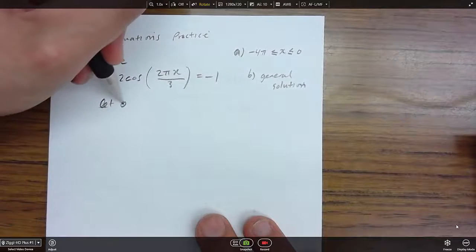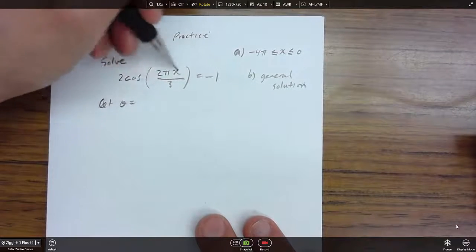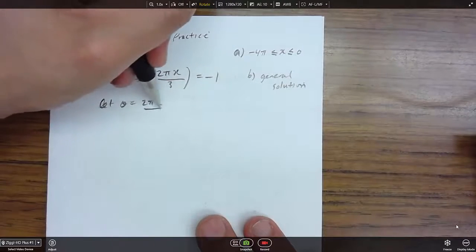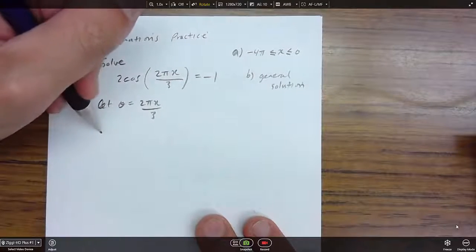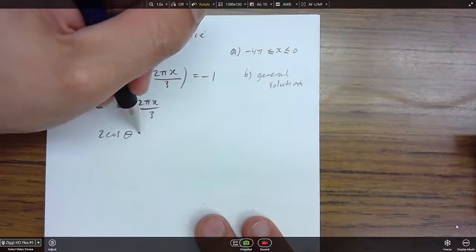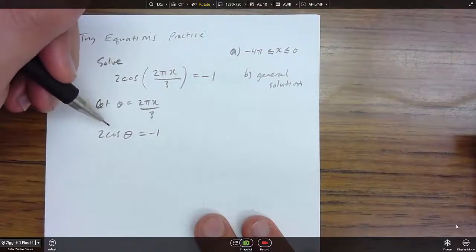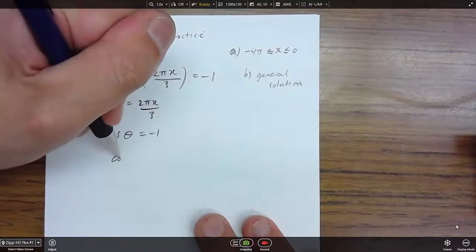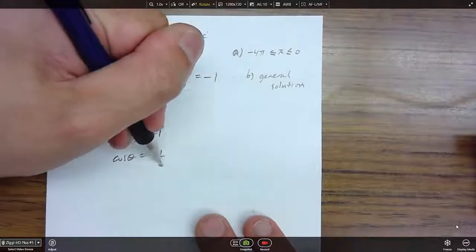We're going to let theta equal the inside part here, which is 2 pi x over 3. And so the question becomes more manageable as 2 cosine theta equals negative 1. We're going to divide both sides by 2. We have cosine theta equals negative 1/2.